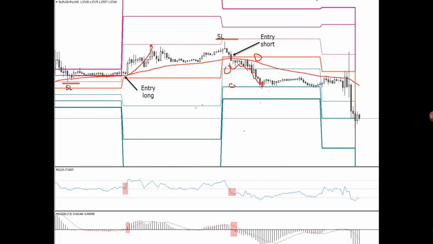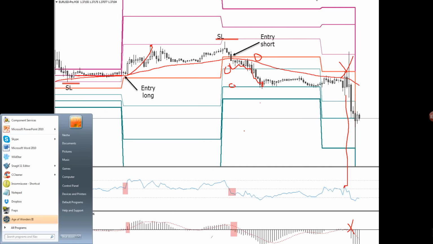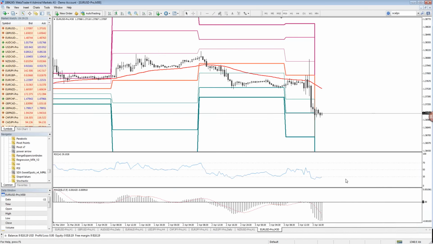Okay. And you need to filter bad trades. Here you can see the filter applied. RSI actually was above 50, but the MACD histogram was not above the 0 line, so this trade has been filtered pretty fine. Now I will open my chart, and I will show you what the system consists of.